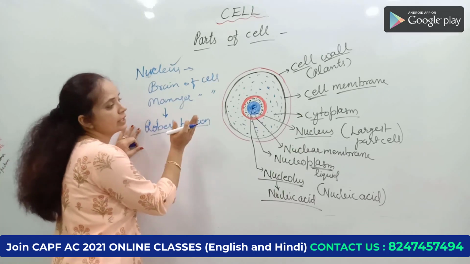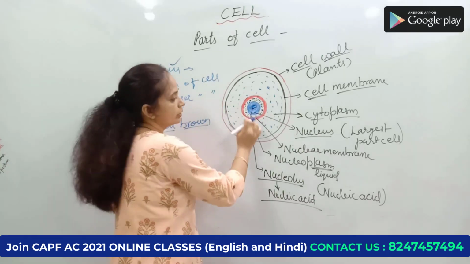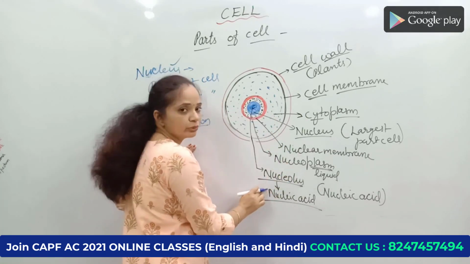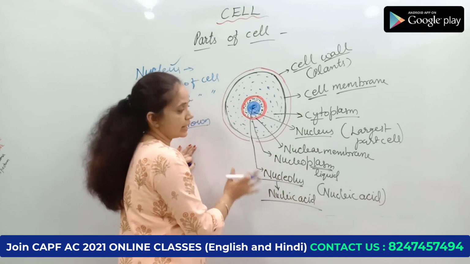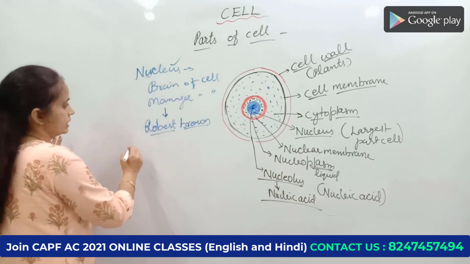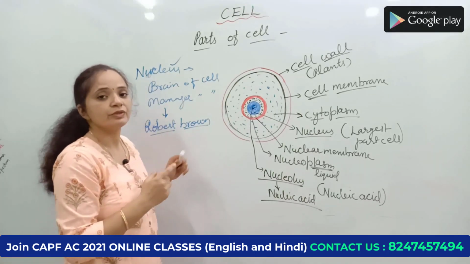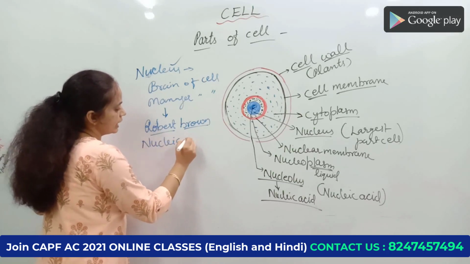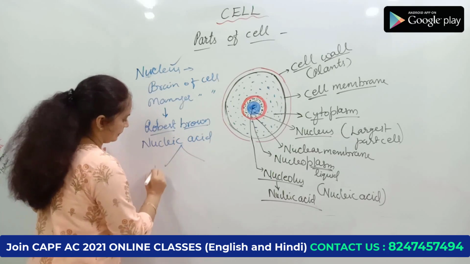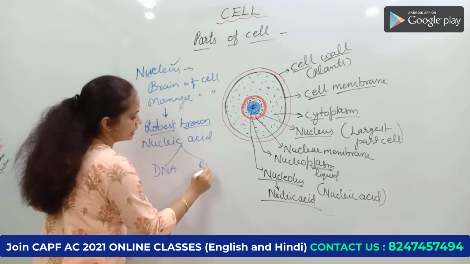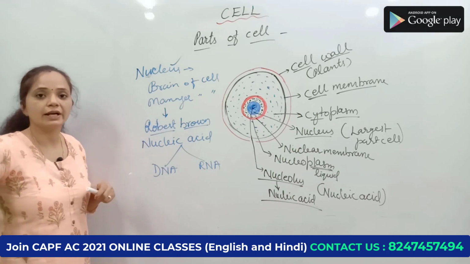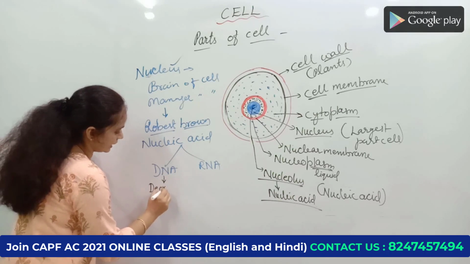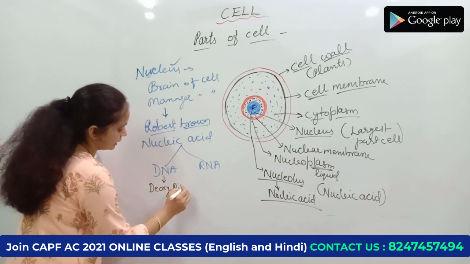As I told you, the nucleus is made up of an outer layer called the nuclear membrane, inside liquid called nucleoplasm, and the middle part called the nucleolus, which contains nucleic acid. What are the nucleic acid contents? Nucleic acid mainly consists of DNA and RNA. What does DNA stand for? DNA stands for deoxyribonucleic acid.